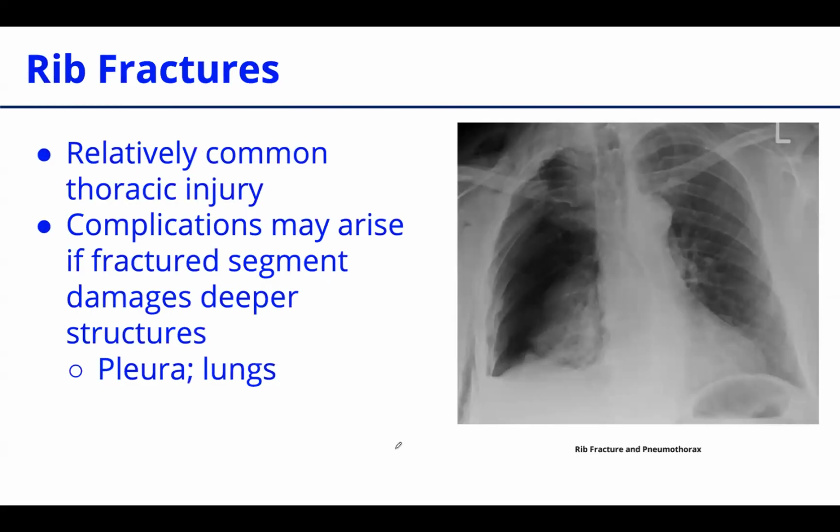Rib fractures are relatively common, particularly when we're talking about thoracic injuries, and they can vary in terms of severity. They can be relatively mild, not too big of a deal, or they can be rather severe, with fractured parts displacing considerably, and complications may arise if that fractured segment damages deeper structures. That could potentially cause a tear in the pleura or even in the lungs that could lead to a collapsed lung. So there's a great deal of variability in terms of severity of rib fractures.